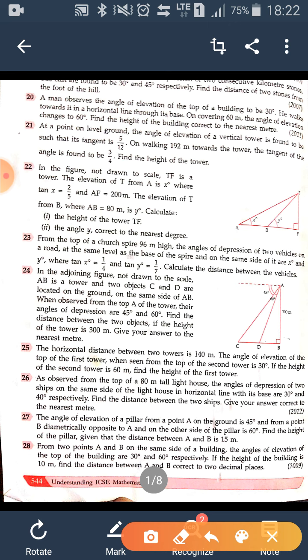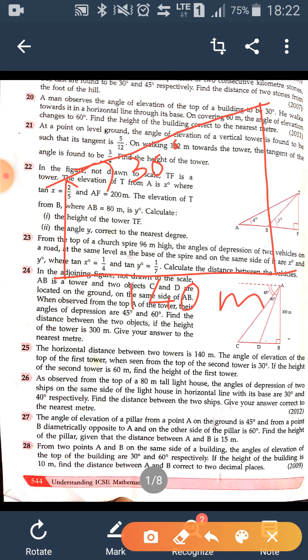So what's written in the sum is that the horizontal distance between two towers is 140 meters. So this is the first tower, this is the second tower, and the distance between them is 140 meter. The angle of elevation of the top of the first tower when seen from the top of the second tower is 30 degree. So this angle of elevation, what is it? It is 30 degree.